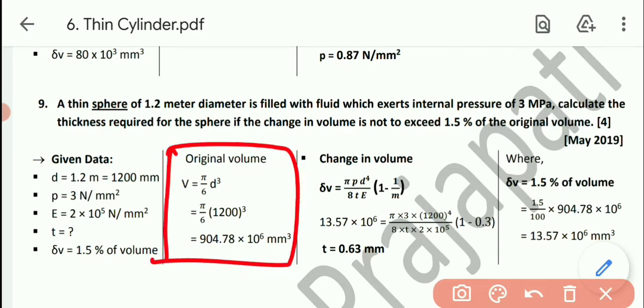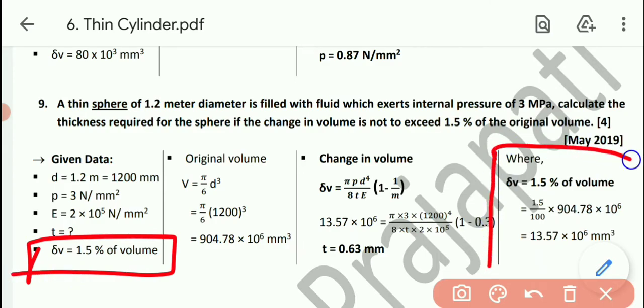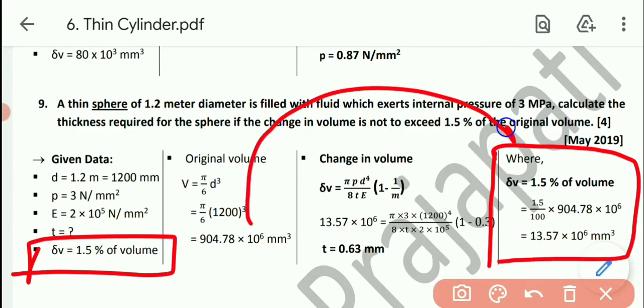As it is a spherical shell, the equation of the volume will be pi by 6 d cube. Diameter is 1200, so pi by 6 into 1200 cube, so ultimately we will get the value of volume, that is 904.78 into 10 raised to 6 mm cube. Now they have told us that the change in volume will be 1.5% of the original volume. So delta V equals 1.5% of the volume, so 1.5 divided by 100 into 904.78 into 10 raised to 6. So ultimately we will get the value of delta V, that is 13.157 into 10 raised to 6 mm cube.